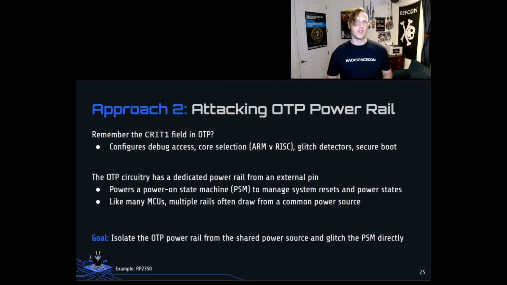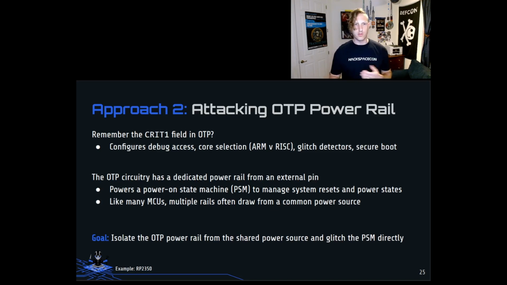So attack number 2 is attacking the OTP power rail. We've already talked about how OTP contained important configuration information in the crit1 field. Some of the things that it configures are the debug access, core selection, whether you're using ARM or RISC-V, glitch detectors, secure boot, all those different configurations. The OTP itself has a dedicated power rail that comes from an external pin. And there's a power-on state machine that's used to manage system resets and power states.